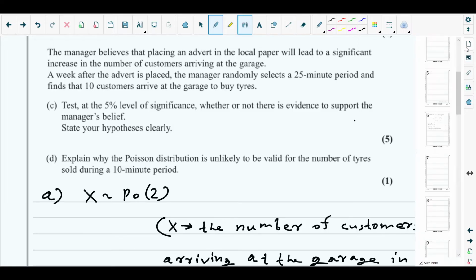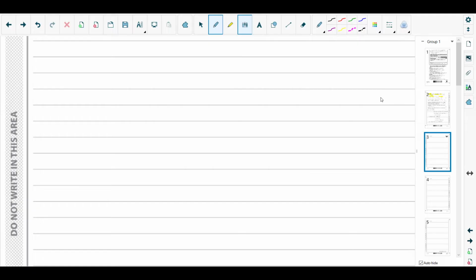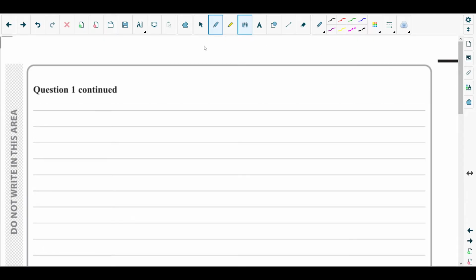For part B, consider the variable Y. Lambda is 6 here. So what would be Y?